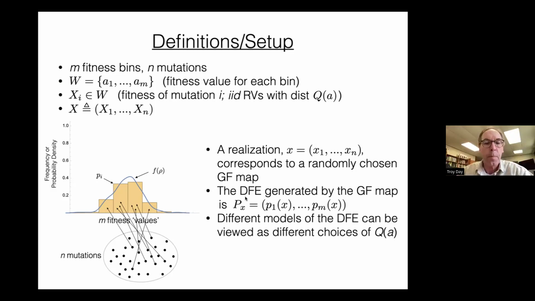Okay. So this is sort of the marginal distribution of fitness effects without any epistasis or anything. Without any epistasis, exactly.